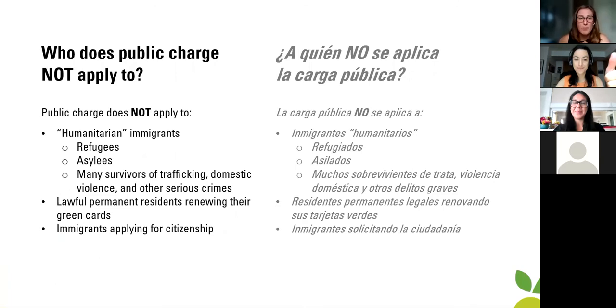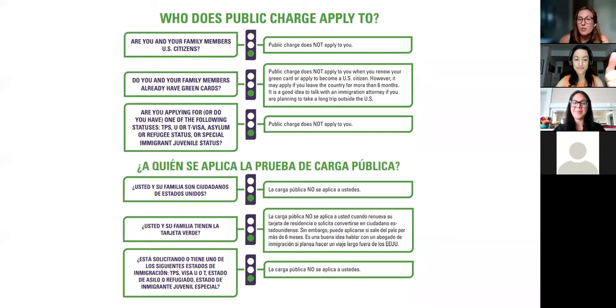But there's no public charge test for a lot of immigrants. Public charge does not apply to humanitarian immigrants such as refugees, asylees, many survivors of trafficking, domestic violence, or other serious crimes. It also doesn't apply to lawful permanent residents that are renewing their green cards. They don't have to face the test. And also, it doesn't apply to immigrants applying for citizenship, or when an immigrant that already has a status is applying for citizenship.